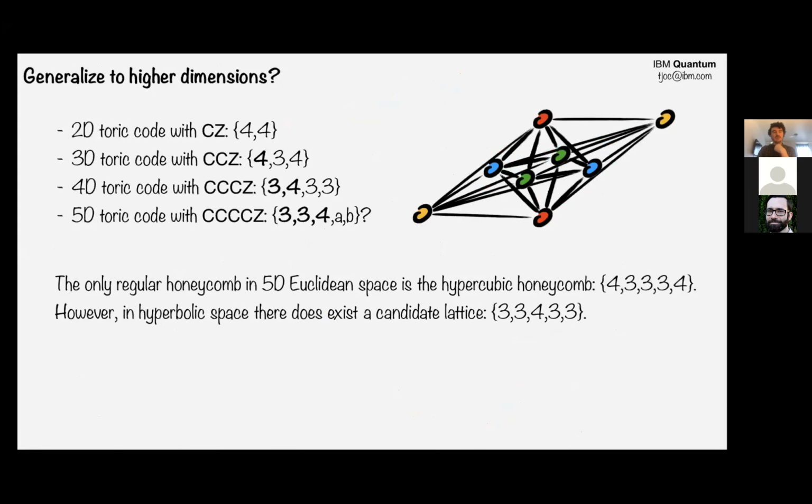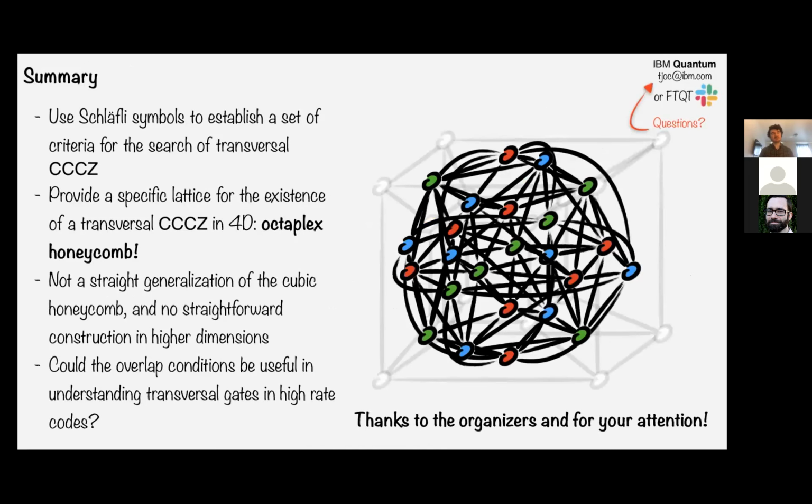Okay. And then you might ask, can this generalize to higher dimensions? It's not obvious, because we are encoding our qubits on octahedra, and the generalization to 5D would be to go to hyperoctahedra, which is the {3,3,4}. And so you might ask, is there a lattice of this form, {3,3,4,A,B}? And there is no such lattice in 5D in Euclidean space, because the only such lattice is the hypercubic lattice in 5D. But there do exist such lattices in hyperbolic space in 5D. That could be of interest for different reasons, but it's interesting that it doesn't naturally generalize. Okay, so maybe I'll just complete my talk there.